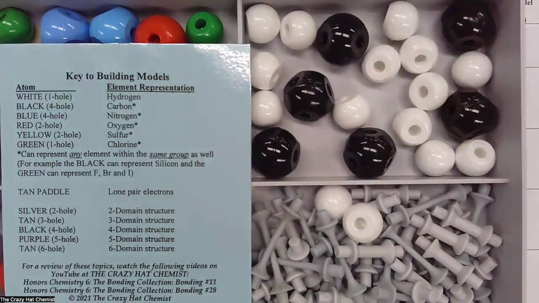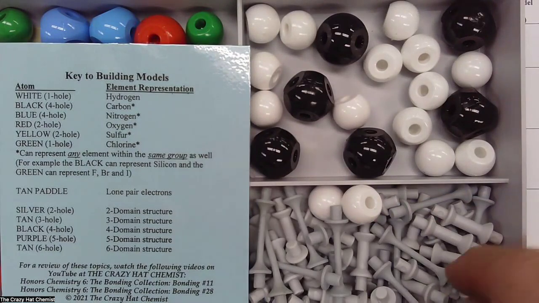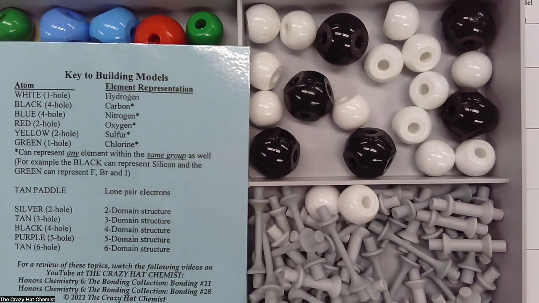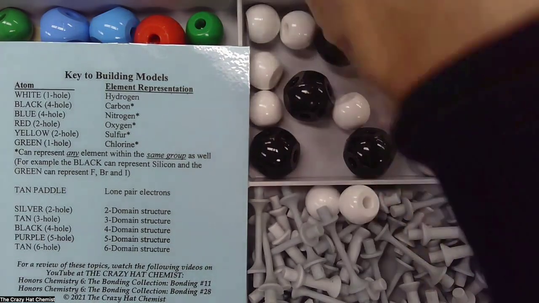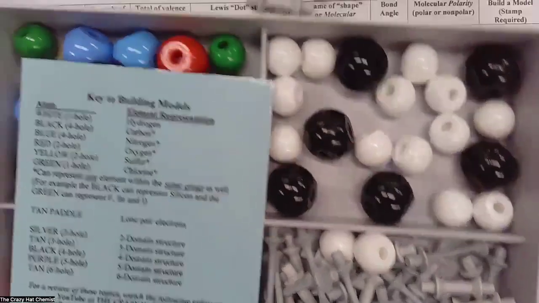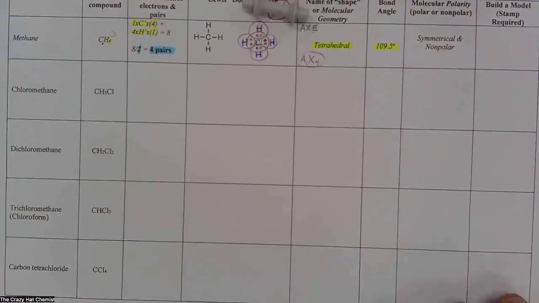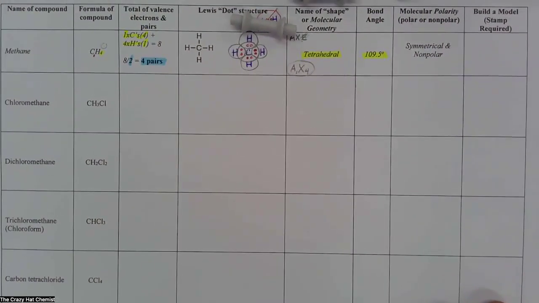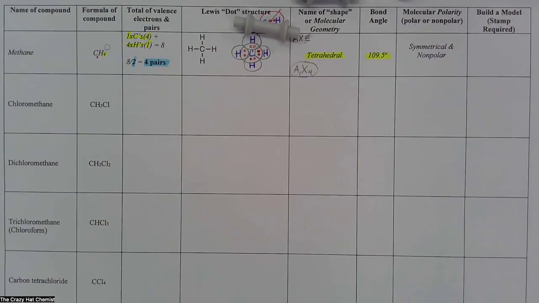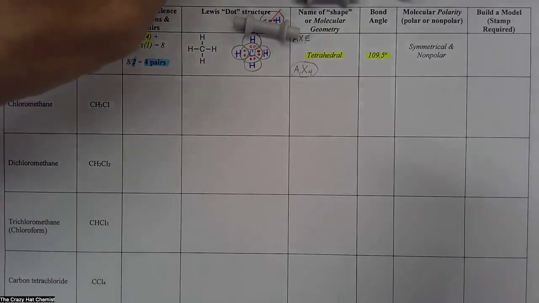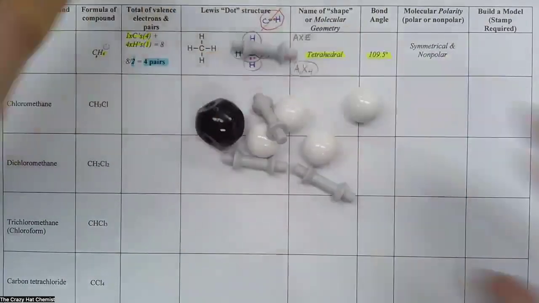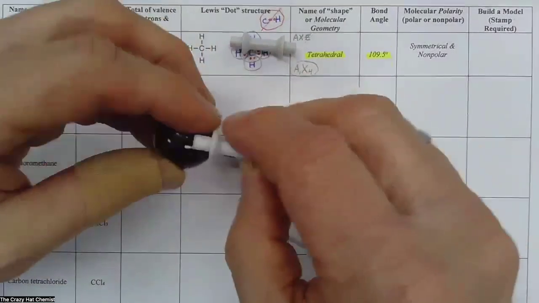And then somehow I need to attach these, and I'm going to use these short stubby sticks. These represent a pair of electrons that are bonding electrons. We'll pull all that out of the way. And let's get this straightened up again here. Perfect. All right, so what we're going to do is we are going to put all this together and make one molecule. So here we go.